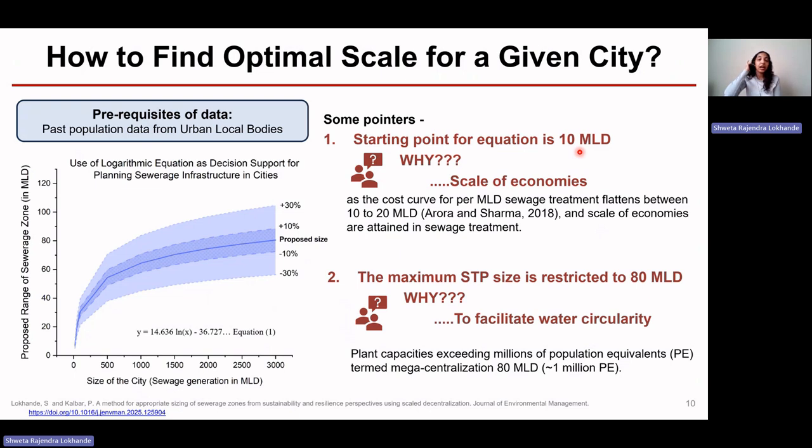The second pointer is regarding the maximum STP size, which in the present research has been restricted to 80 mld, with a key aim of facilitating water circularity within the city. In literature, plant capacities exceeding millions of population equivalents, or PE, are termed mega centralization, and mega centralization comes with its own set of disadvantages discussed in the literature. From this perspective, we have chosen 80 mld as the maximum size, which comes to around 1 million population equivalents, matching that from the literature.